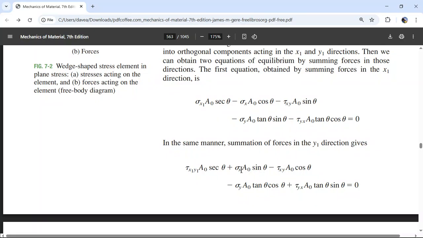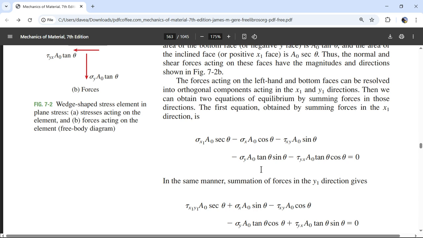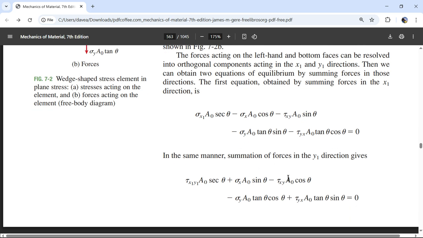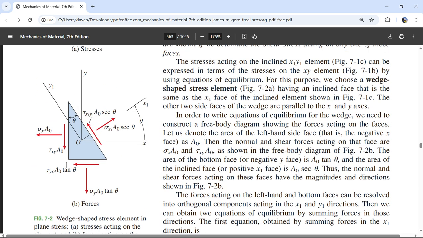Sigma x a naught sine theta. All right, so now the next one is tau xy. Let's do that one. Well, there's two of them, so let's see, we'll probably do this one first. And we want to know its component in this direction. So this is theta, so this is going to be an easy one.